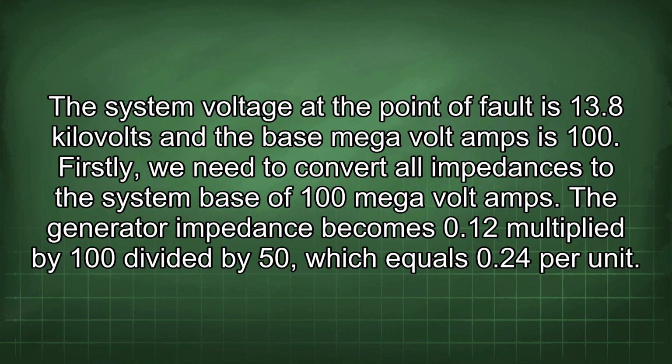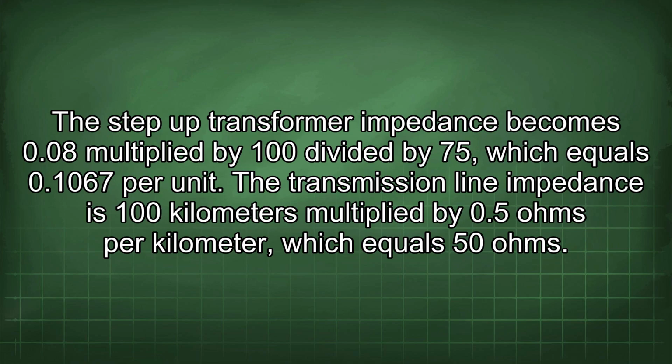The system voltage at the point of fault is 13.8 kilovolts and the base megavolt amps is 100. Firstly, we need to convert all impedances to the system base of 100 megavolt amps. The generator impedance becomes 0.12 multiplied by 100 divided by 50, which equals 0.24 per unit. The step-up transformer impedance becomes 0.08 multiplied by 100 divided by 75, which equals 0.1067 per unit.